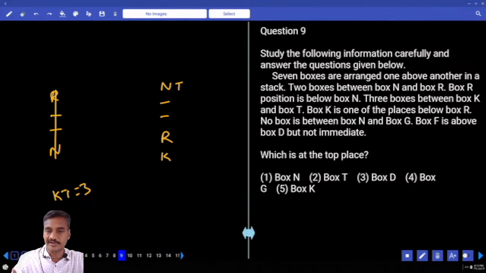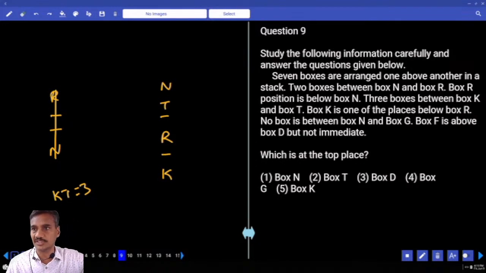And again T cannot be below this K. Why? Because if T is below this K, then you will have 9 boxes. Isn't it? Hence, now T is above this one and it cannot be immediate to R. Hence K is here and 3 boxes, 1, 2, 3. Now T is here. Are you getting this one or not? And K is one of the boxes.